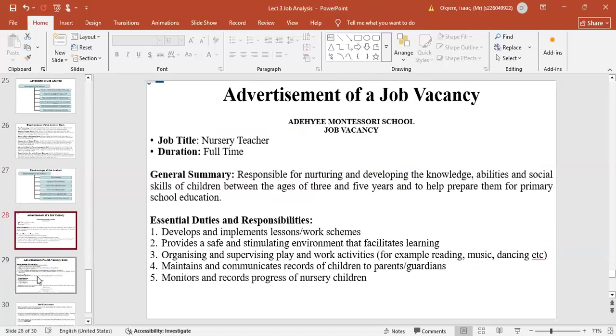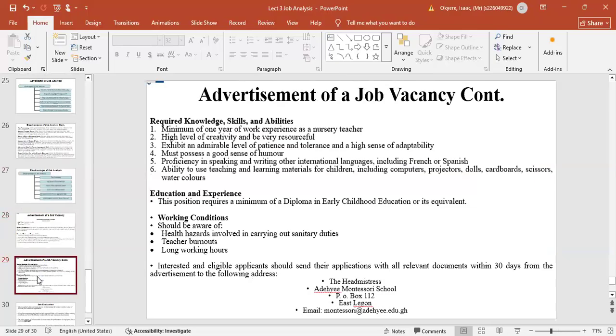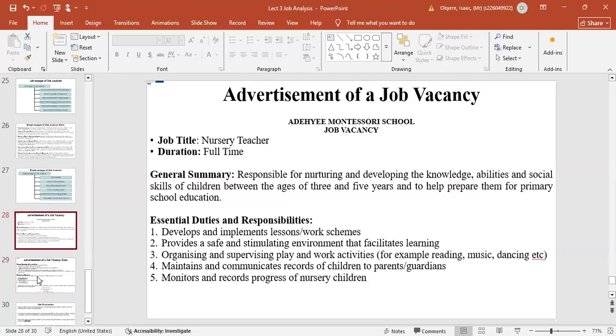Now we are going to the last: how we develop adverts, or how we advertise for a job vacancy. This one, you will get it in the exams, so learn it very well, how to develop an advert. When we are about to recruit any employee, we first conduct adverts.